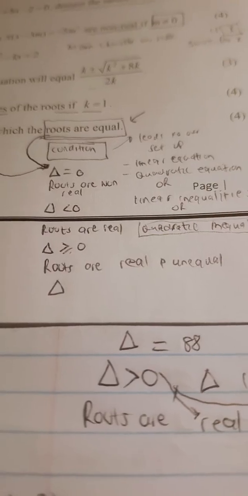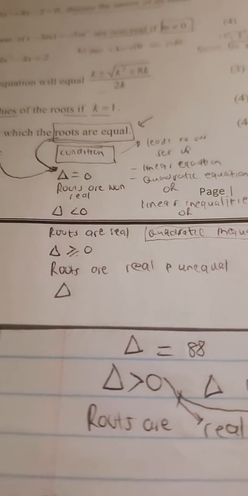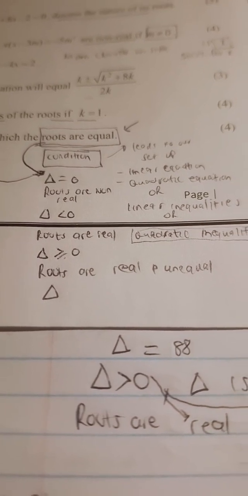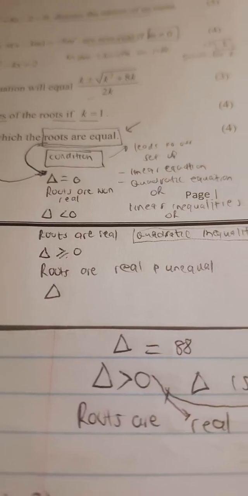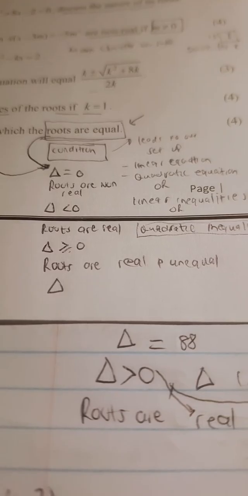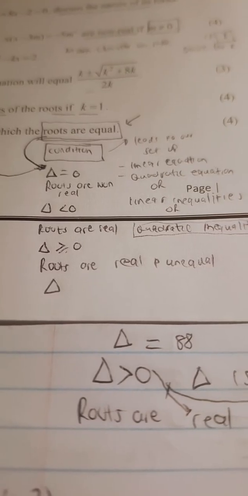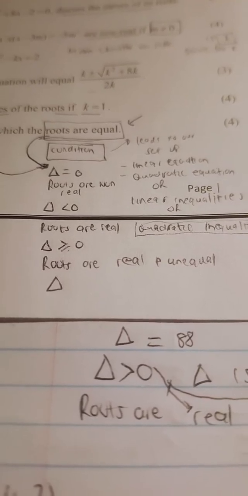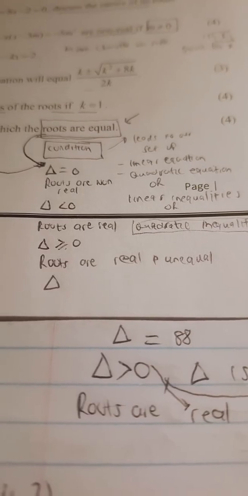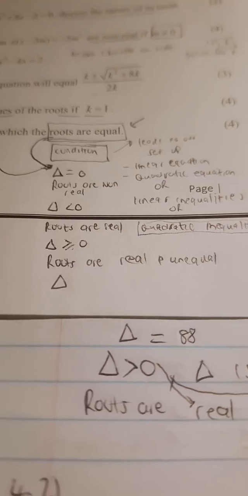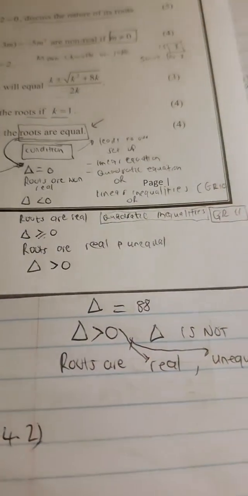I plead for your answers, guys. Real and unequal. What does it mean for delta? Gaziti is saying greater than 0. What does everybody else have to say? Yes, Gaziti, let's stick to that. Delta is greater than 0.